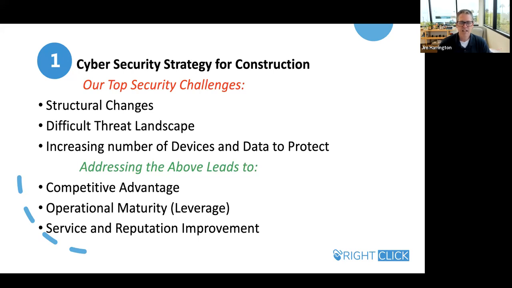And we're going to see, when we really address these things, what we call operational maturity, what you want to see in your business, or operational leverage. Strong cybersecurity leads to everything performing better: improved reputation, satisfied employees, smooth running projects. That's what we all want to see.